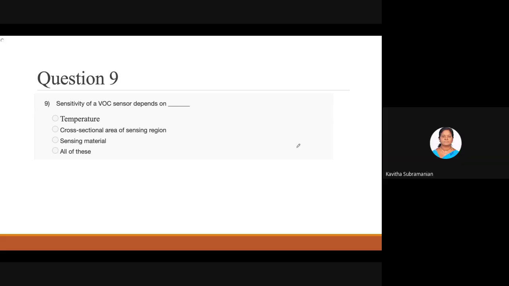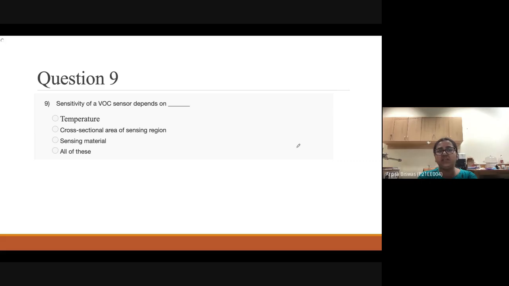All of this, ma'am. Because all the factors will be affecting the VOC sensor, I think so. Can you please explain temperature a little bit? In the lecture also they have discussed that when they are using the higher temperature, what type of changes they are getting in the VOC sensor.